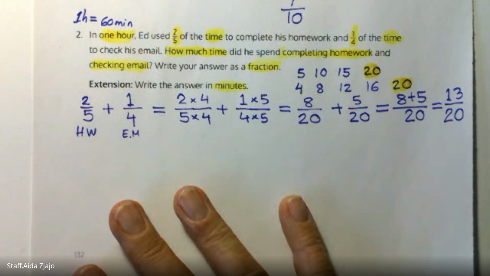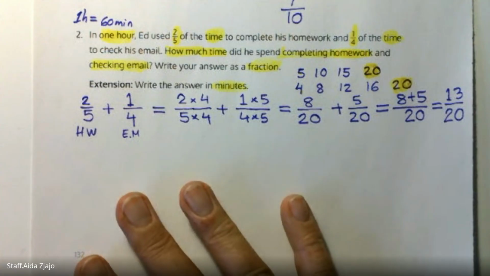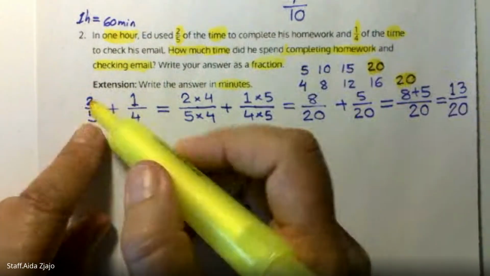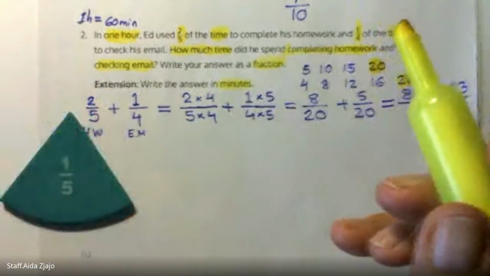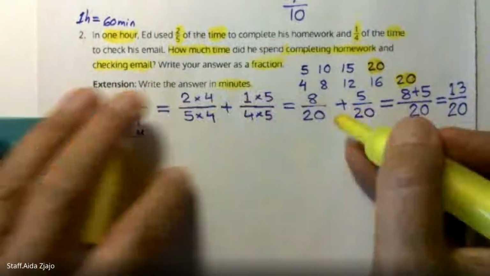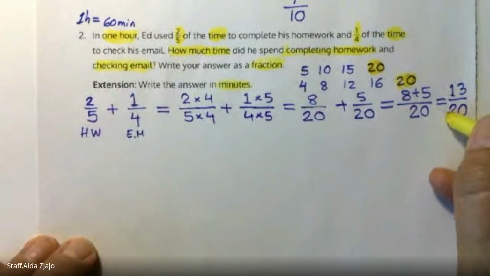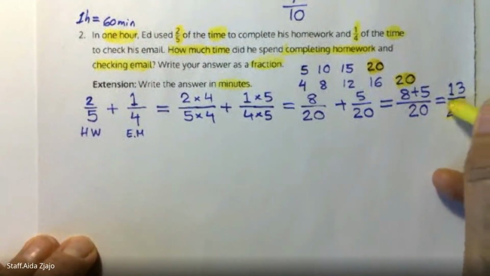So how this is all done is by changing the fifths and the fourths into the 20ths. So then at the end we have equal parts, and they were 13/20.